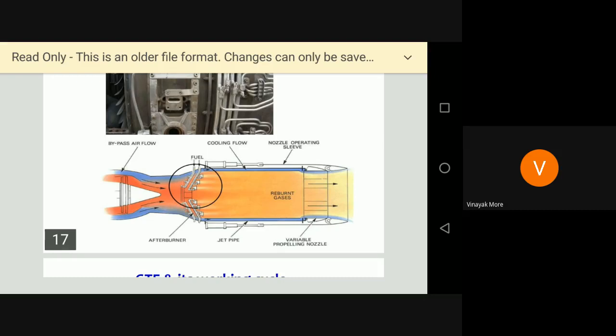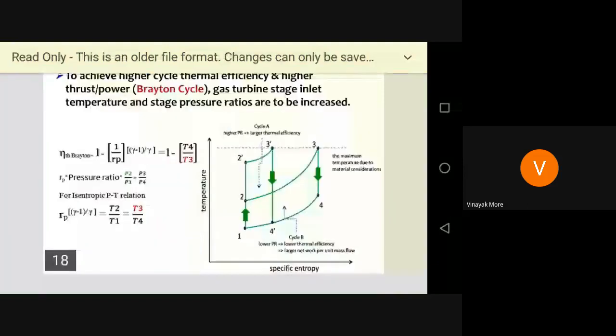Next, coming to the working principle of these gas turbines. Already many students have studied this in your books, that it works on the Brayton cycle. In this Brayton cycle, if you see the graph below here, it works with two isentropic processes and two heat addition and heat rejection processes.